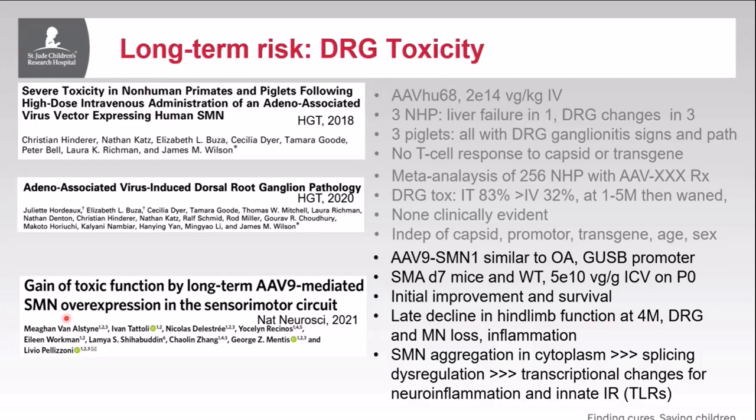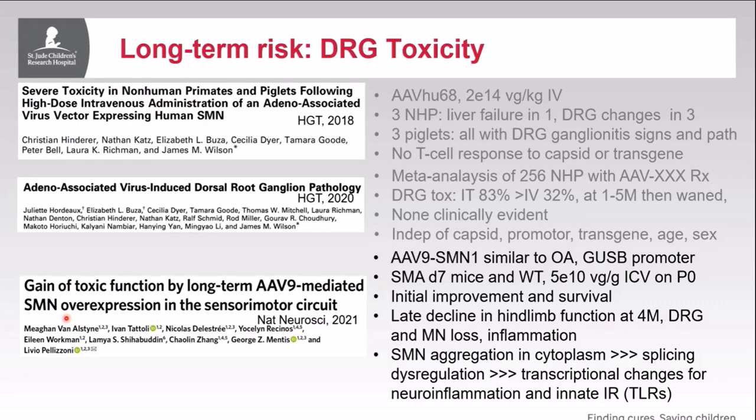And in the cells, they saw aggregation of the SMN protein in the cytoplasm, and they were able to demonstrate also that it dysregulated the RNA processing of the spliceosome, and there were all sorts of inflammatory changes. So this raised a bit of a red flag. And then the question is, well, is this relevant?